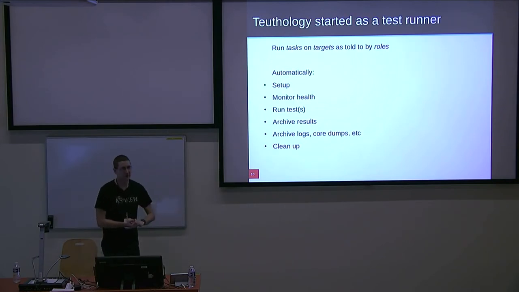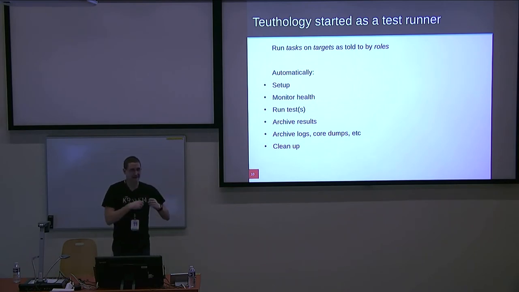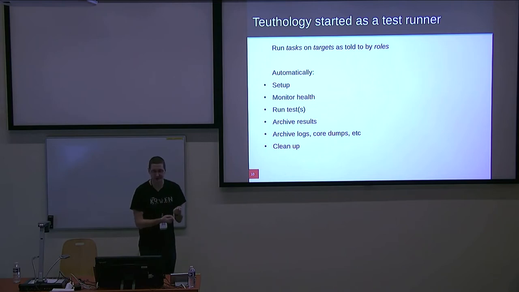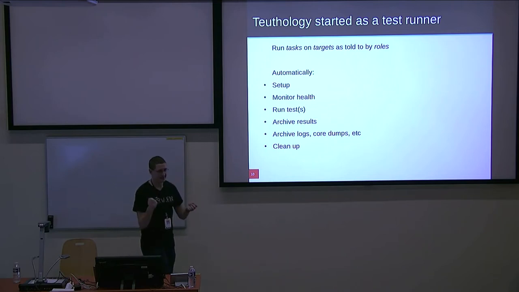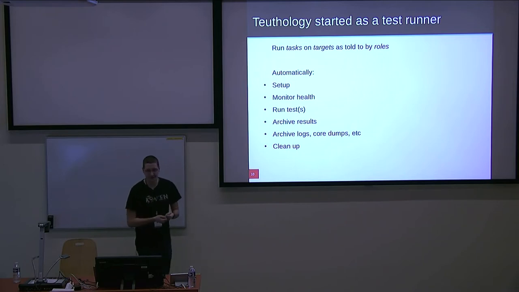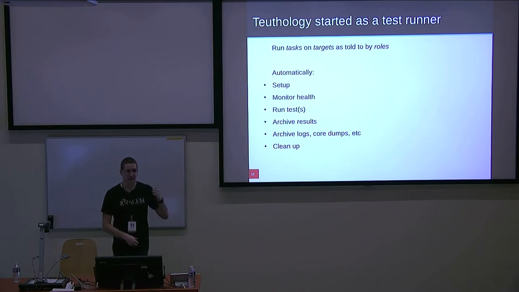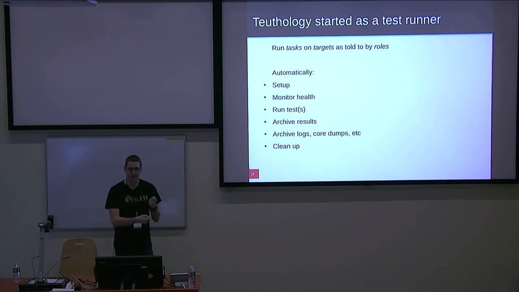Teuthology itself was initially just a test runner. We would run a task that told the system to do something on targets, machines, and those tasks would map onto particular machines via roles. It would automatically set up the system in a Ceph cluster, it would monitor the health of Ceph, it would run the tests, it would archive whether the test had passed or failed, and the logs that were generated by the running processes, any core dumps that happened during the test, and then clean the machines back up.